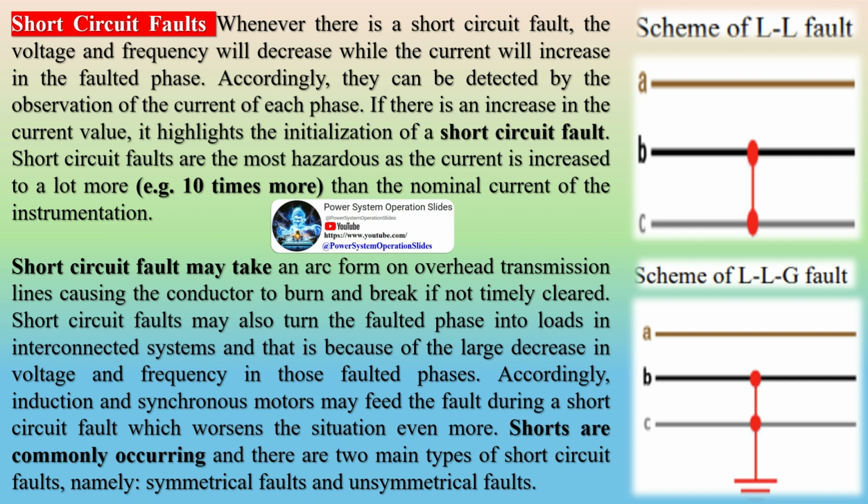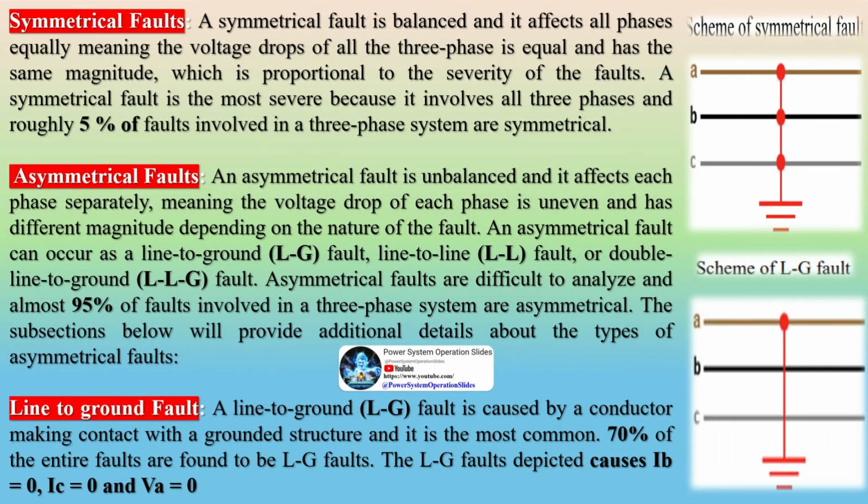Shorts are commonly occurring, and there are two main types of short circuit faults, namely symmetrical faults and unsymmetrical faults. Symmetrical faults. A symmetrical fault is balanced and it affects all phases equally, meaning the voltage drops of all the 3 phases is equal and has the same magnitude, which is proportional to the severity of the faults. A symmetrical fault is the most severe because it involves all 3 phases, and roughly 5% of faults involved in a 3-phase system are symmetrical.